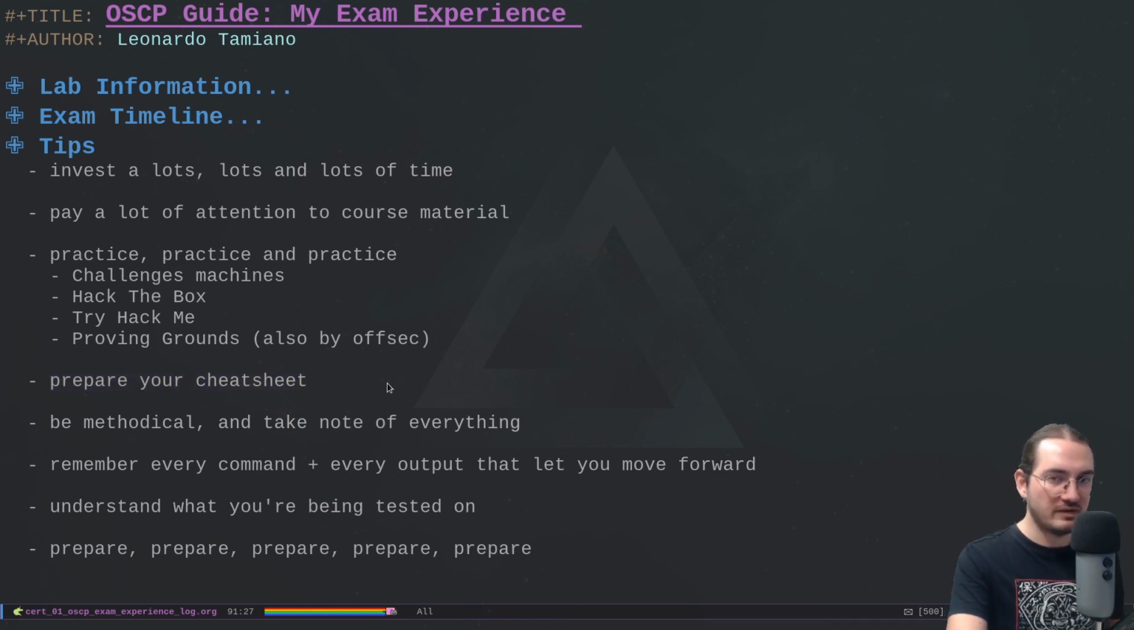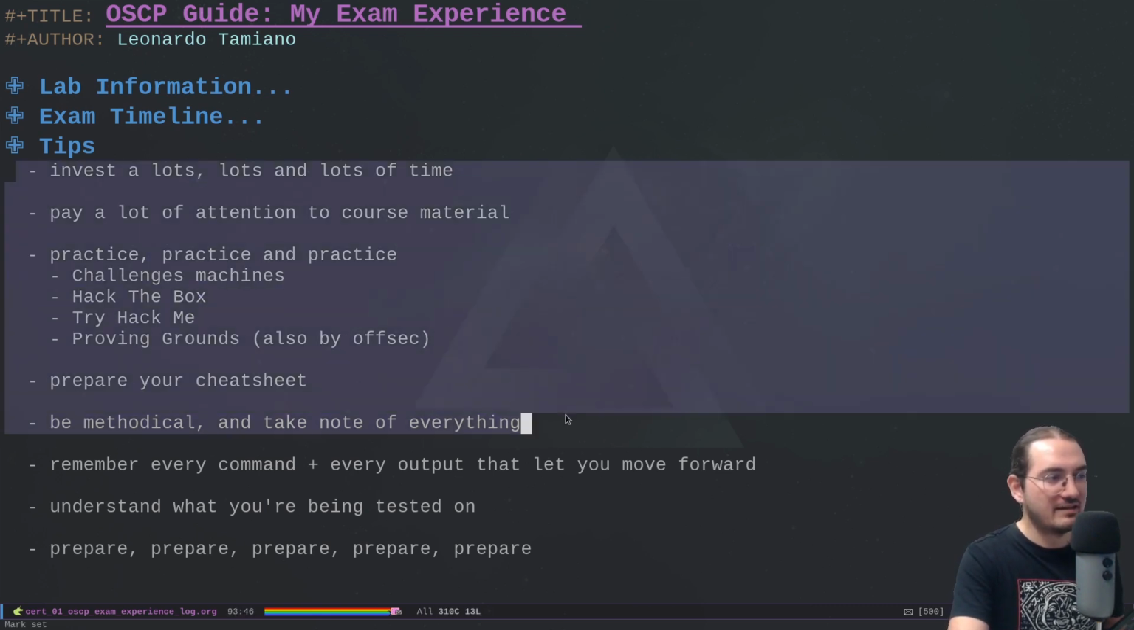If you feel confident in your cheat sheet, then you will most likely pass the exam. Once again, be methodical, take note of everything. Now, I say this, but I myself sometimes am lazy and I forget things. So all of these tips seem a bit boring, they seem obvious, but at the end of the day, that's the issue. Those are the issues.